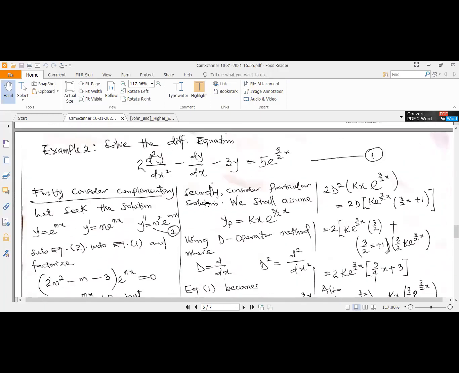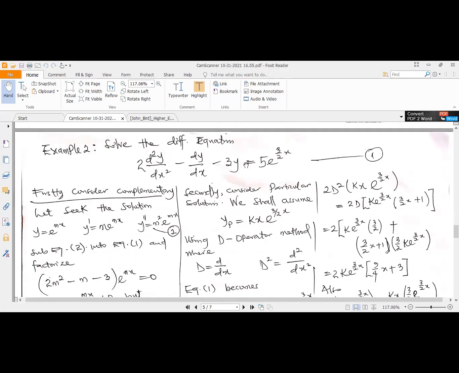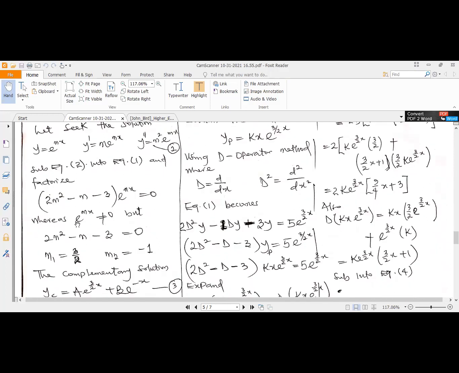In this example, we have to solve this problem, but look at it very well. You notice that the non-homogeneous part is exponential 3/2x. Are we together? Yes, sir. I will not talk too much on this, but how do we solve the complementary? You know, for you to get the complementary solution, you solve the complementary part. Then I think you know this. But look at this problem.